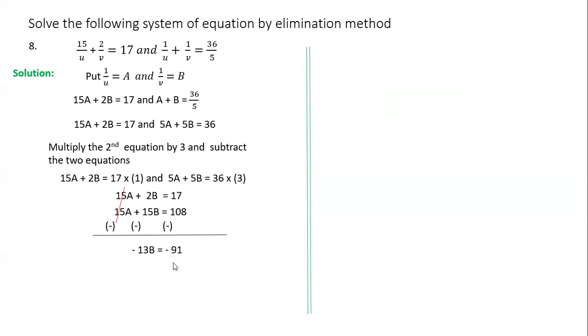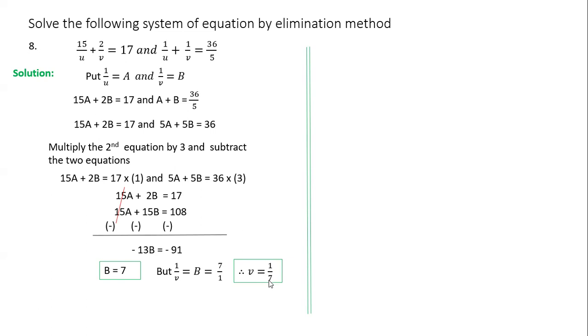Divided, b is equal to 7, because minus minus cancels and 91 divided by 13 is 7. But what is b? 1 upon b is 7. And b means 7 upon 1. Take the reciprocal. So it will become b is equal to 1 by 7.